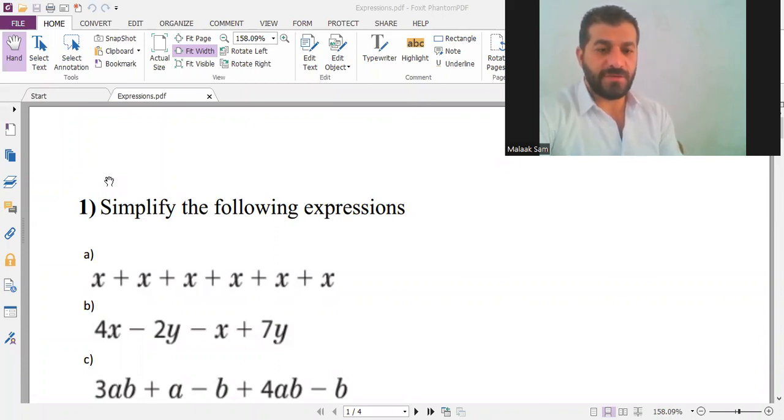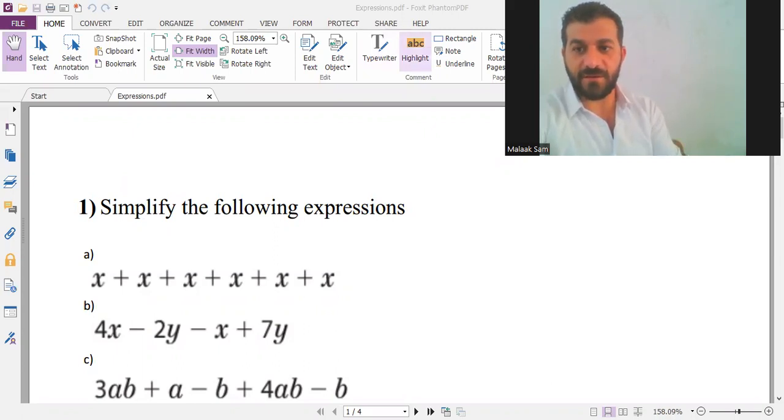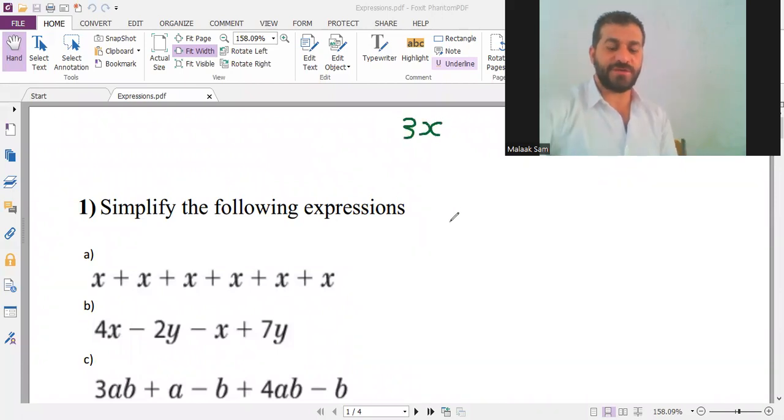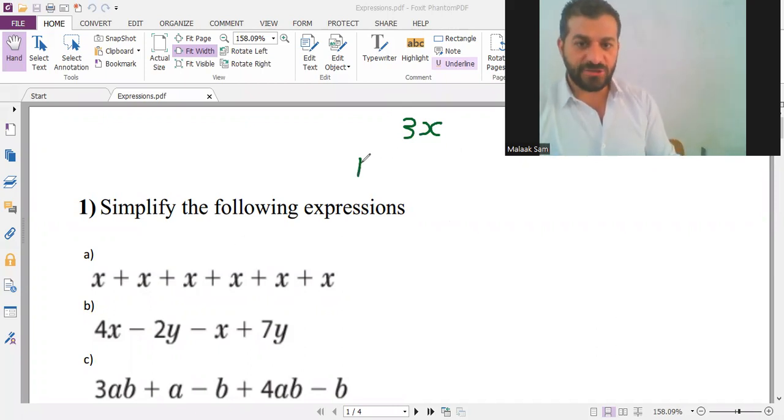And before we start, you should know the difference between algebraic terms and expressions. So if I have something like 3x, this is an algebraic term. 3x is called an algebraic term.